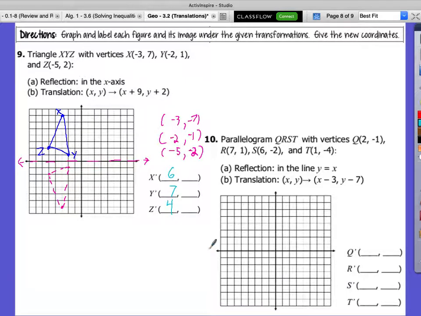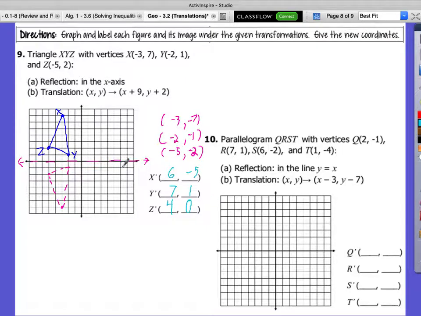That makes sense. Okay? So now we have to add 2 to the y's. So what's -7 plus 2? What's -1 plus 2? Negative 1 plus 2 is 1. What's -2 plus 2? 0. Now we can plot these points as our final image.